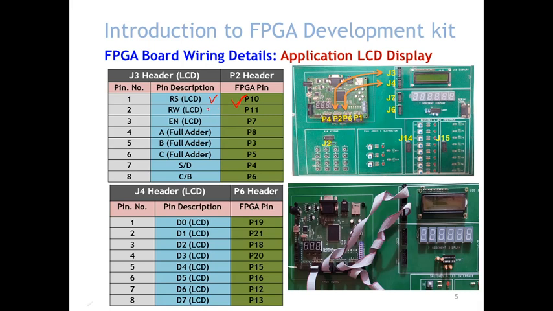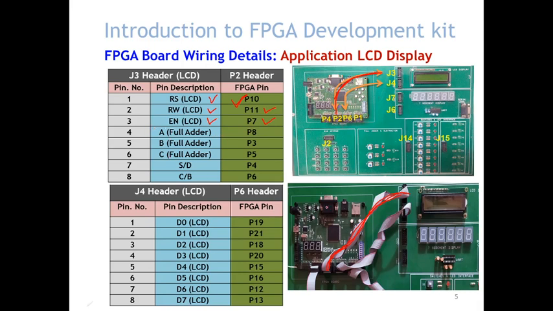Similarly, the read write pin of the LCD, assuming that this connection happens, P2 to J3 is connected through this cable. For example, we are using this kind of cable to connect the headers. So assuming that this connection is there, RW will be connected to pin P11. Enable is connected to P7 of the FPGA pin. Now try to understand this.